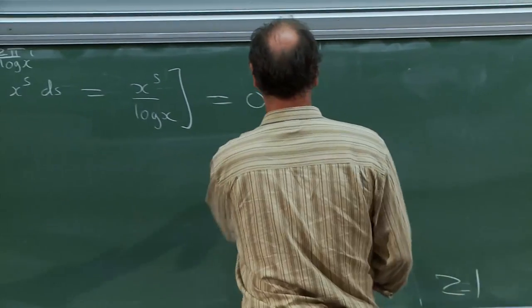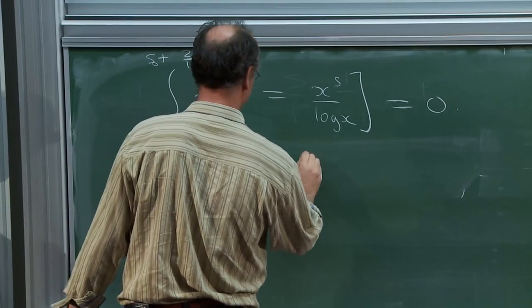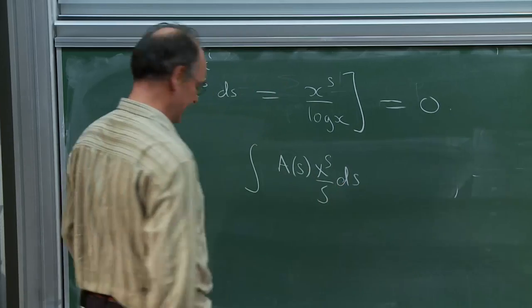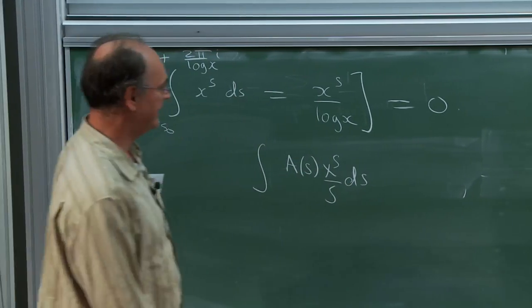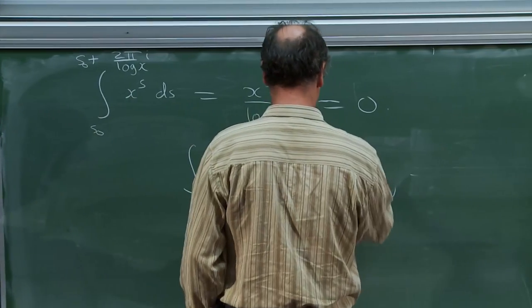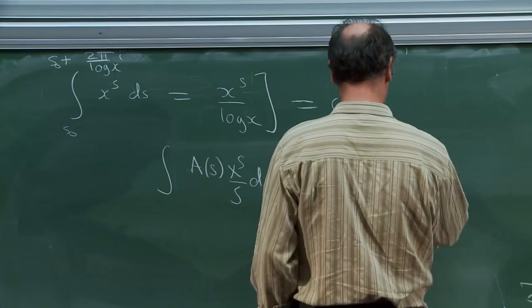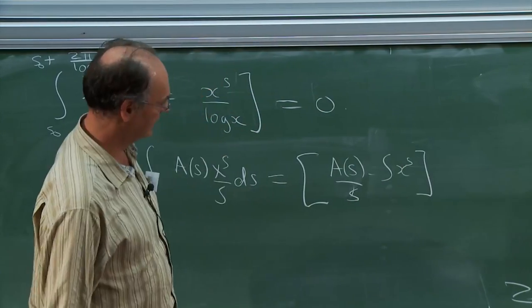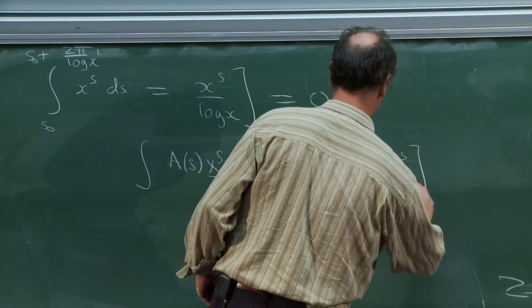So if I'm integrating a of s times x to the s over s, so here a of s is zeta prime over zeta, okay? Then the idea now is I'm going to integrate by parts, so it'll be a of s times the integral of x to the s over s, which in other words is x to the s over log x, integrating by parts.